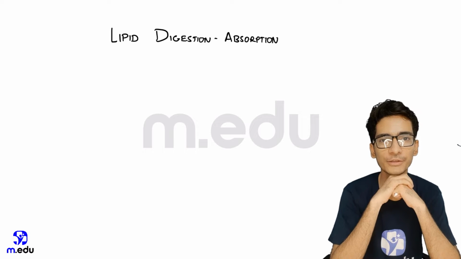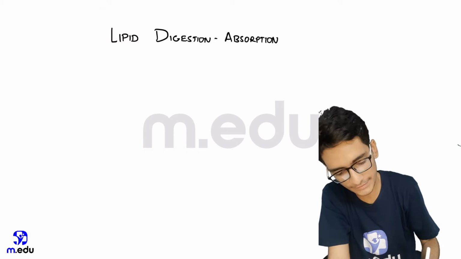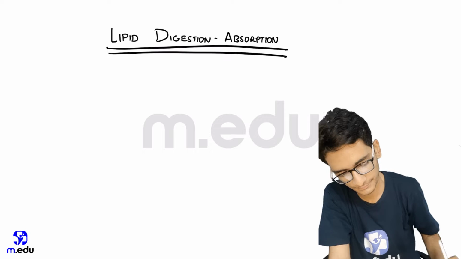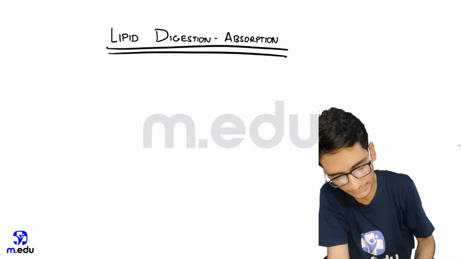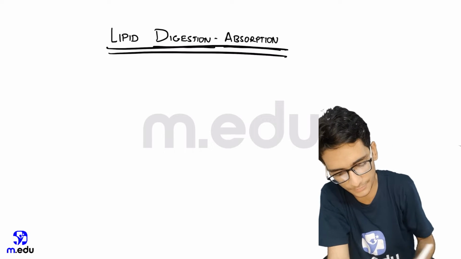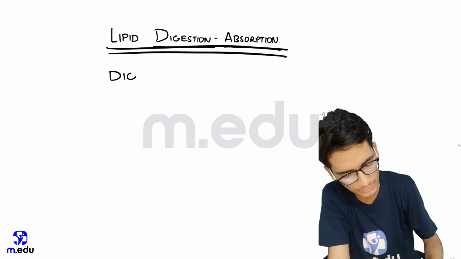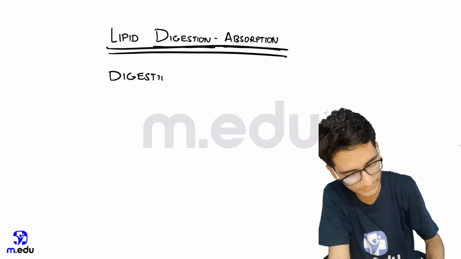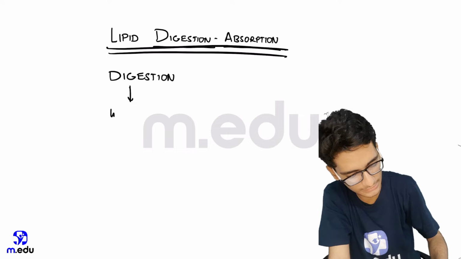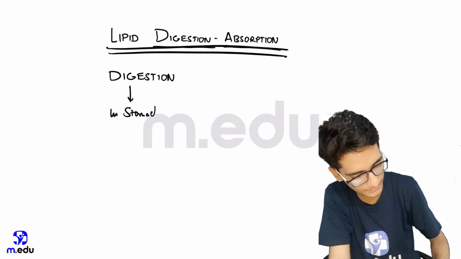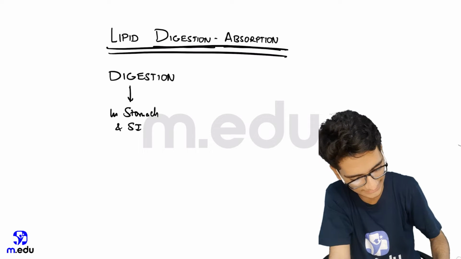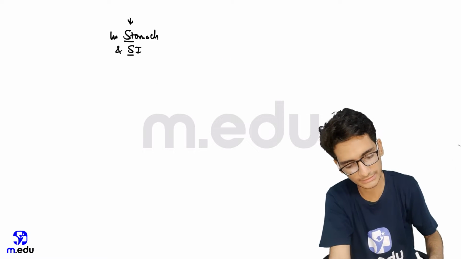Welcome to Medu. Today we are going to learn lipid digestion and absorption. It is divided into two parts: digestion and absorption. Let's look at digestion first. Digestion takes place in the stomach and small intestine.